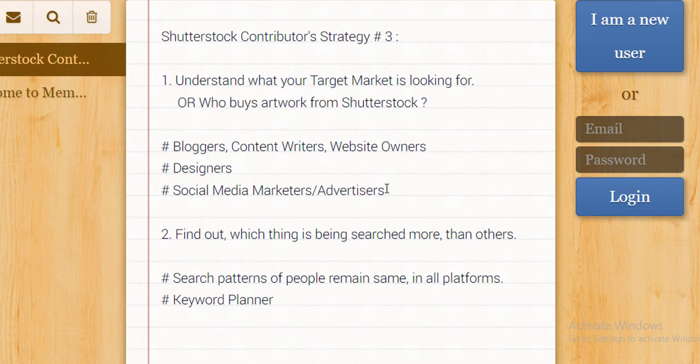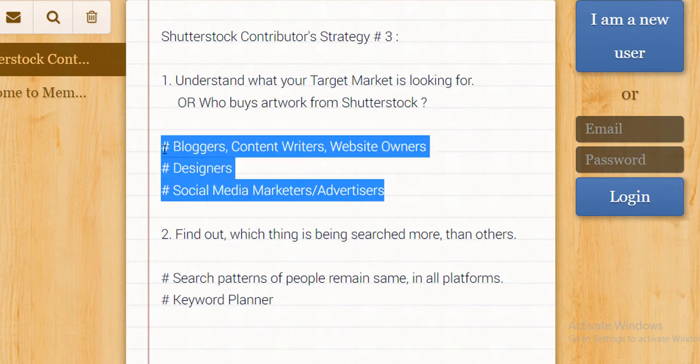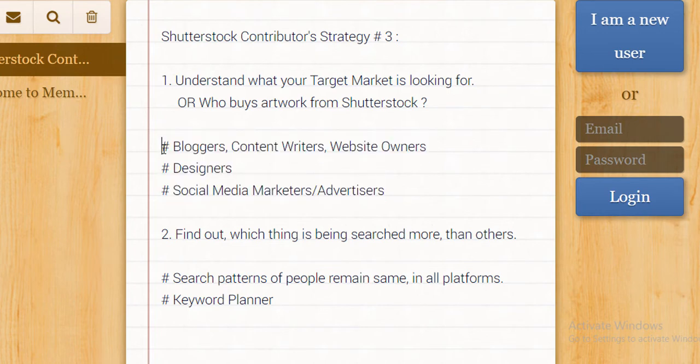Obviously there are so many kinds of people who are buying stuff from Shutterstock or other stock photography sites, but I could divide them up into three categories. Obviously there are going to be exceptions, but the majority could be divided into three categories. The number one category is bloggers, or the people who are making content for some websites or web portals.